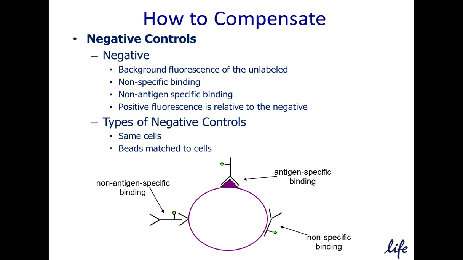Let's go over how to perform compensation. So first, you'll need a negative control. This is used to mimic the background fluorescence. The background fluorescence includes autofluorescence, any non-specific binding, and non-antigen-specific bindings. The positive fluorescence will be relative to the negative. The negative control can be unlabeled cells, or it can be a microsphere or a bead.